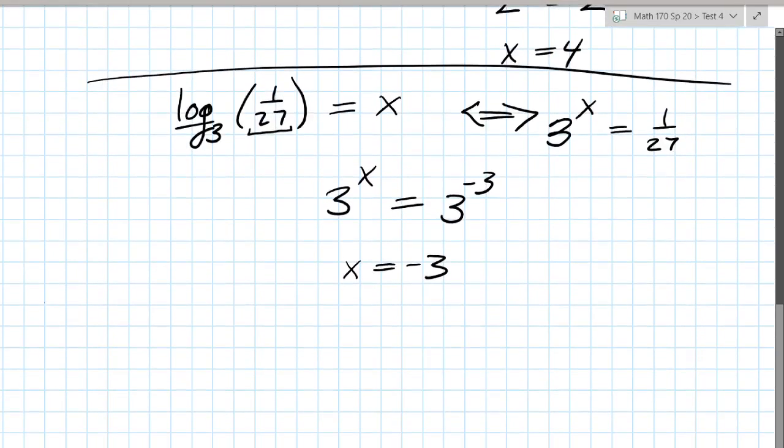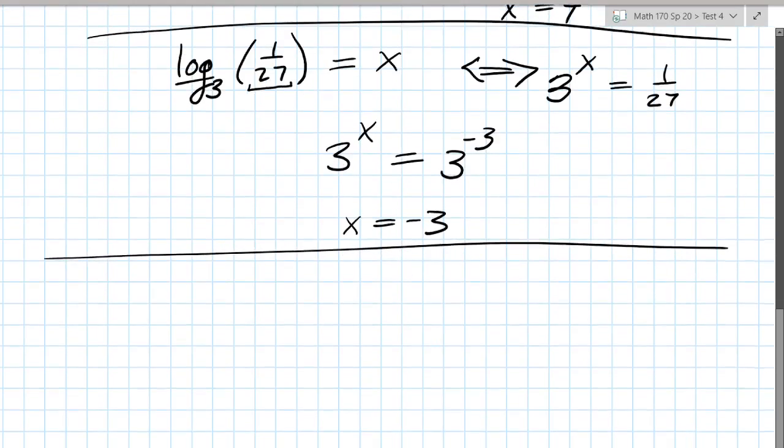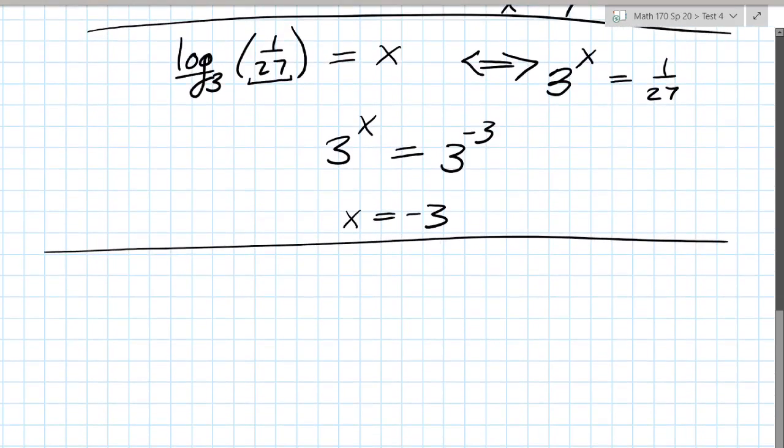So then you may be asking yourself, great, is there anything else we can do besides solve equations? And the answer is yes, and we'll do that next.